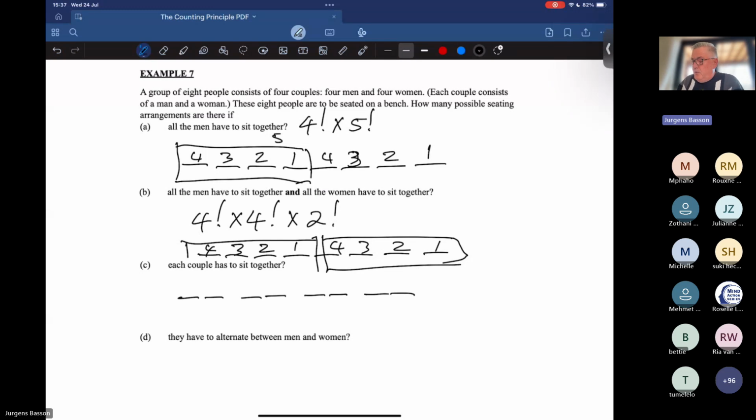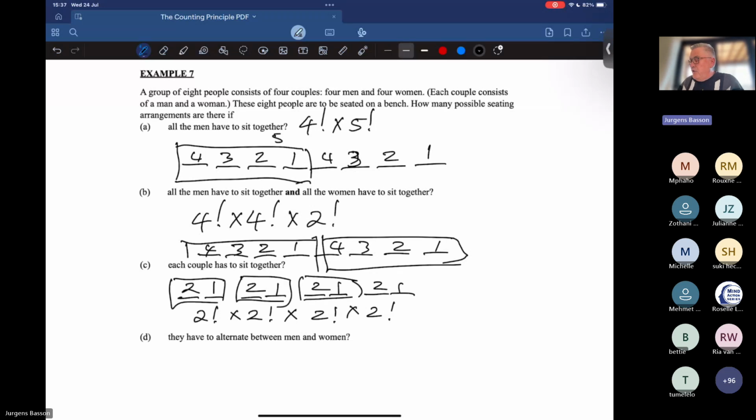But this couple will be 2, 1, so that means 2 factorial, times 2, 1, which is 2 factorial, times 2, 1, 2 factorial, times 2, 1, which is also 2 factorial. But as you now can see, I've got 4 groups. So I first arranged each couple, 2 factorial, 4 of them, and then I arrange the groups. And as you can see, it's quite clear. The groups are 4, 3, 2, and 1.